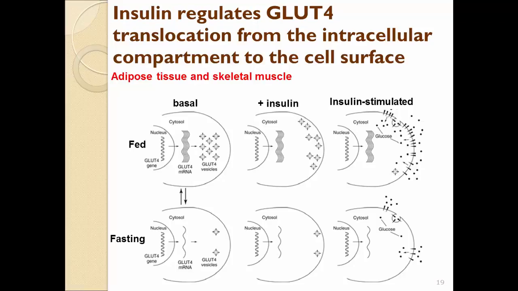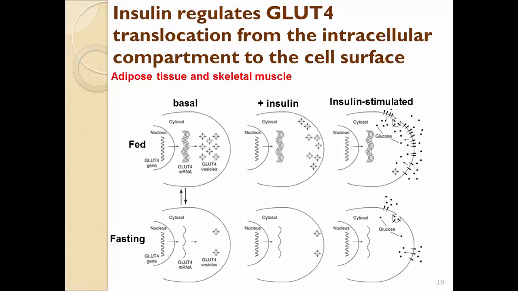So again, what insulin does to the glucose transporter is to stimulate GLUT4 translocation from inside of the cell to the cell surface, right? So this is the mechanism for how insulin stimulates glucose transport, by stimulating GLUT4 translocation to the cell surface. And this is under the fed condition, right? When we have a lot of insulin in the circulation, insulin can stimulate this process.